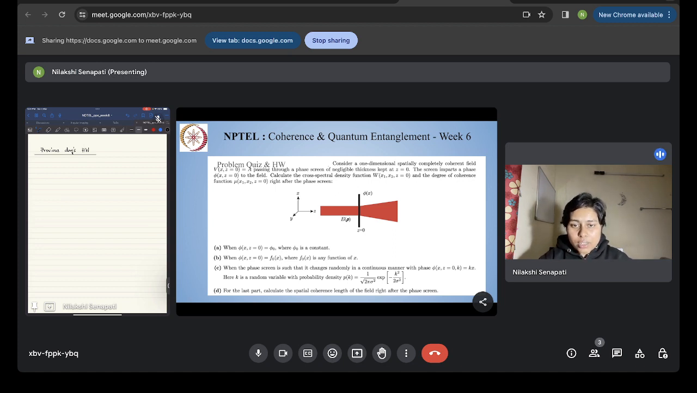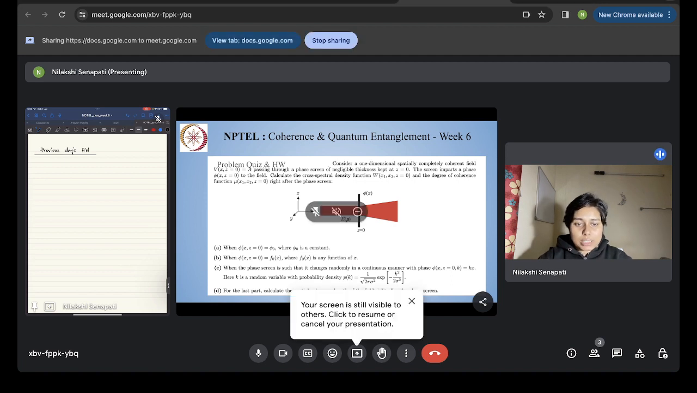When phi equal to phi 0, where phi 0 is constant, for that condition we have calculated mu was 1. For any function of x, that also we calculated mu was 1, but W, that is the cross correlation function, was different.